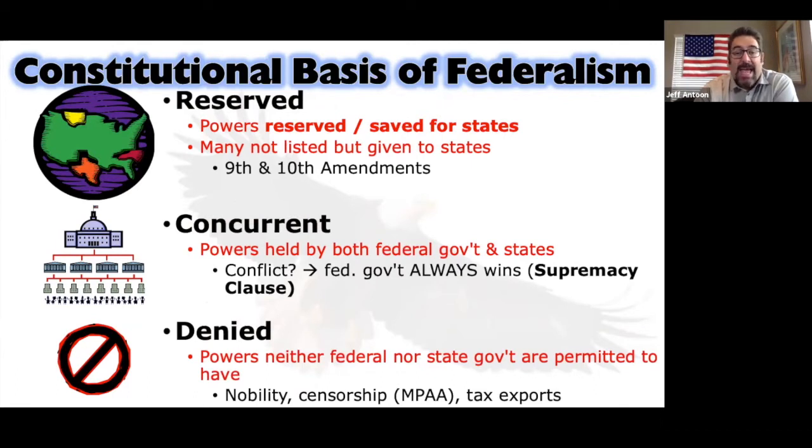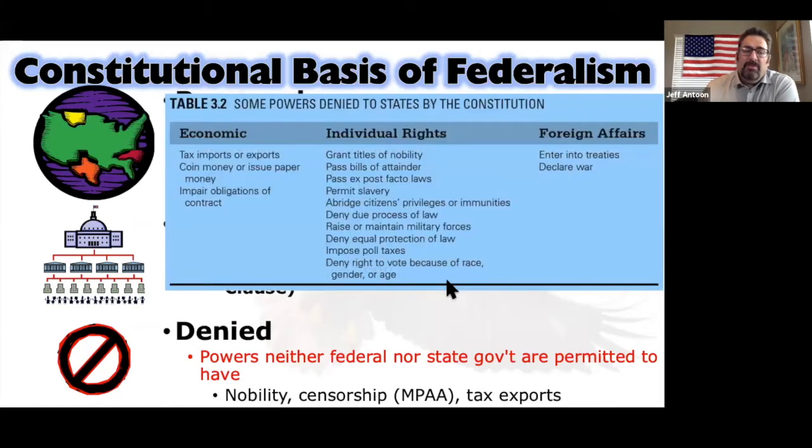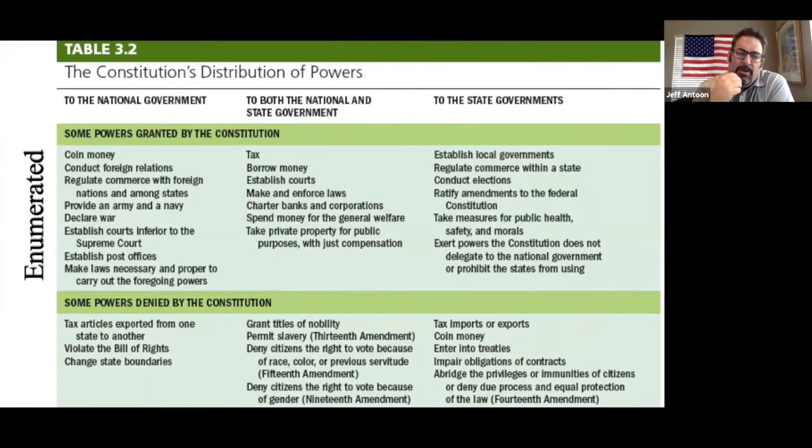And then lastly, denied. These are things that neither federal or state has the power to do. For example, to tax an export, you can't do that. Nobility and even censorship are included with that as well. And I give you some of the list is denied: economic, individual, and foreign affairs. Another chart to give you enumerated clauses and then some denied. You would have to register this, guys, because there could be some test questions on that. So be careful on that.